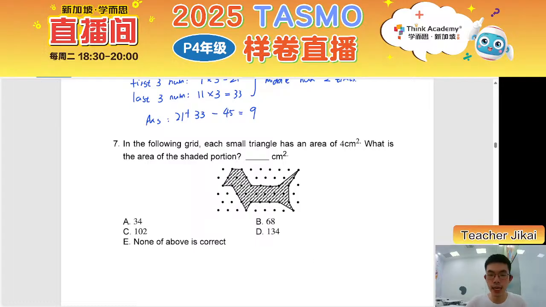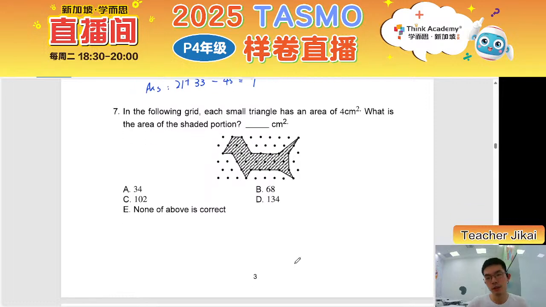Okay, so let's go to the 7th question. We have a dot diagram here. What is the area of the shaded portion? For this kind of dot diagram, we can see we have the grids here. Once you see the grids, what is it asking about? It is asking about the pixelium.